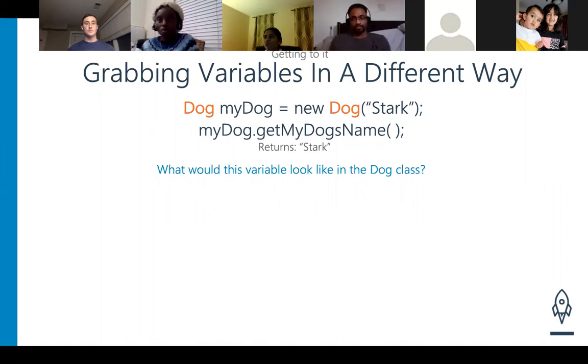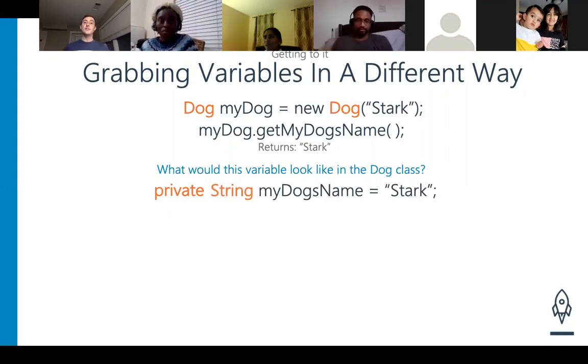Private, string. Private, very good. And then string, awesome. It's private string, my dog's name equals Stark. This is exactly how it would look in the dog class.